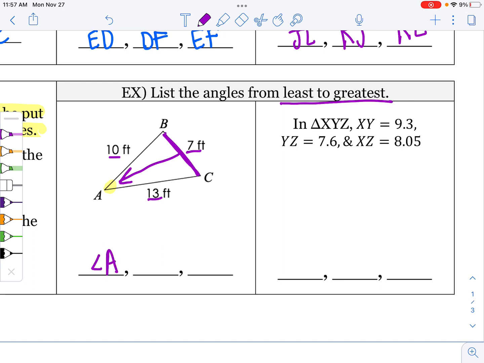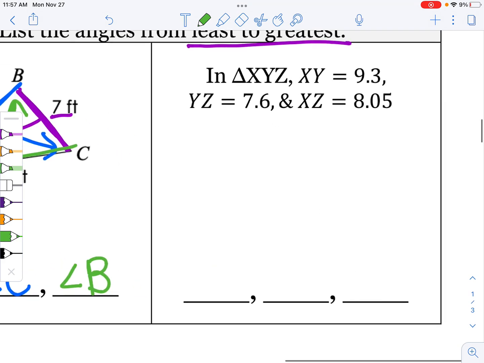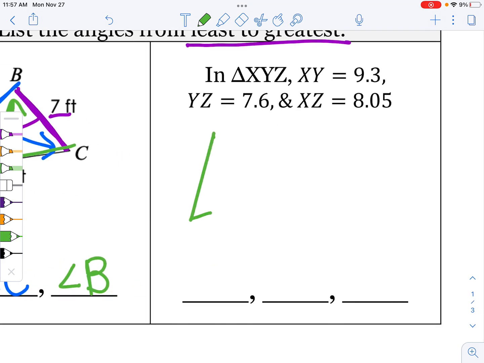So it would go angle A, 7, and then for comparison, 10, so the angle across from that is angle C. And then the longest side on this picture is 13, so B falls across from that, so that would be angle B. So we go angle A, angle C, and then angle B would be the list of these angles from least to greatest. All right, last but not least, we have a triangle.